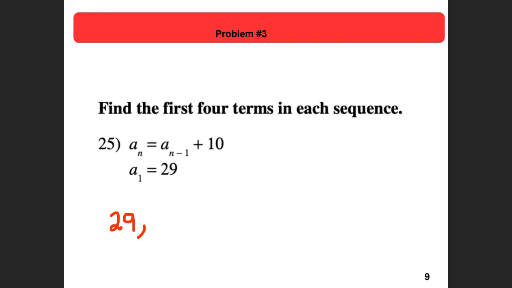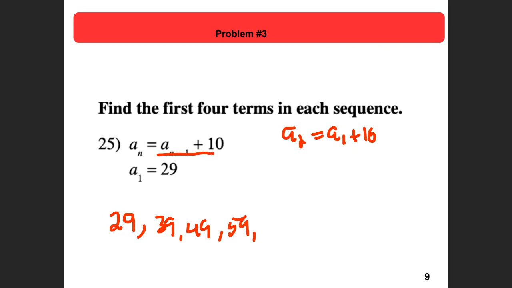39, exactly, because I'm just taking a of n minus 1, so if I wanted a of 2, it really is a of 1 plus 10. So that's 39. And then my next term would be 49. And my next term would be 59, because look at what I'm doing. To get to the next term, I'm just adding 10. 69, 79. So this one's fairly easy to do.